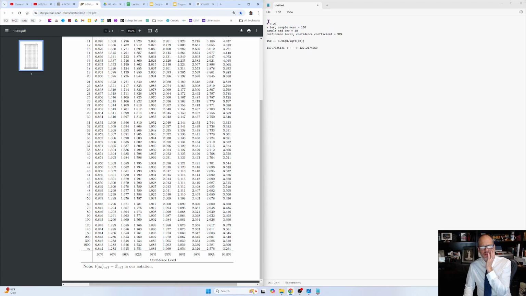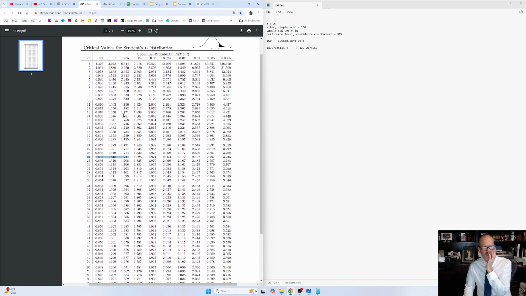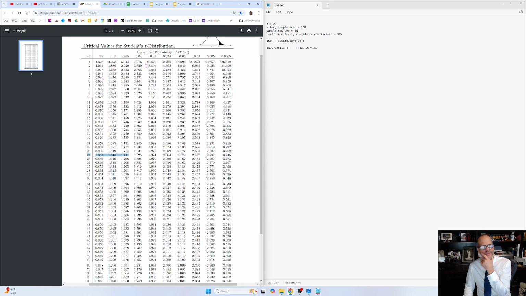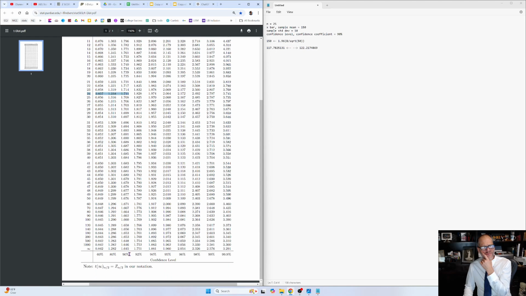And our degrees of freedom is going to be our sample size minus 1. So for 90% confidence, degrees of freedom will be 24, right? So we're at 1.711. And 90% means that there's 0.05 in the upper tail. Okay, so that's our 90% confidence level.